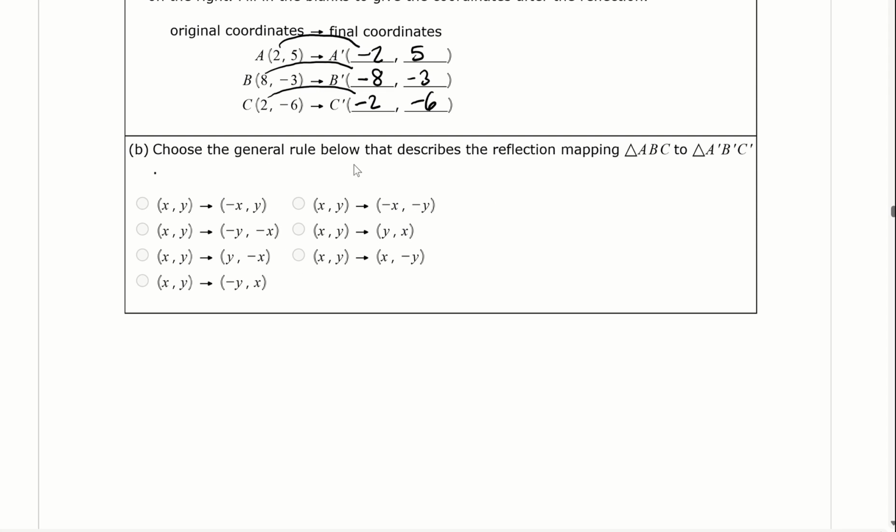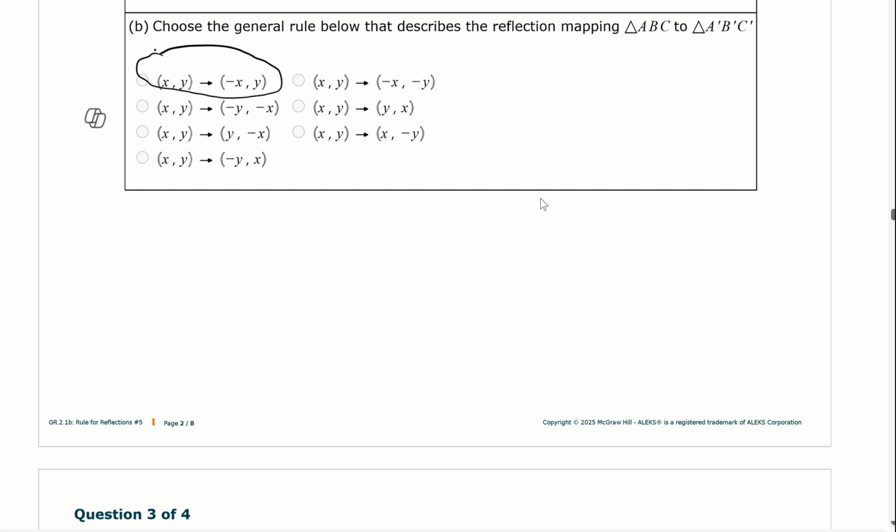Choose a general rule below that describes a reflection mapping. We know that the x changes. So in this case, if we were to generalize this rule, (x, y) goes to (negative x, y). The y is the same, but x changes. So it's got to be this one.